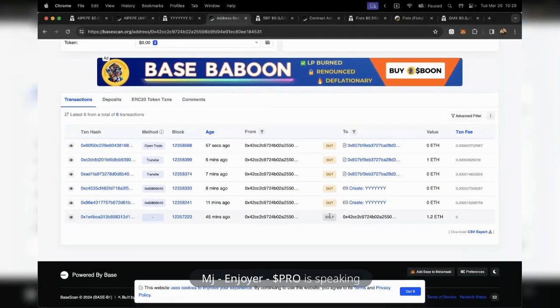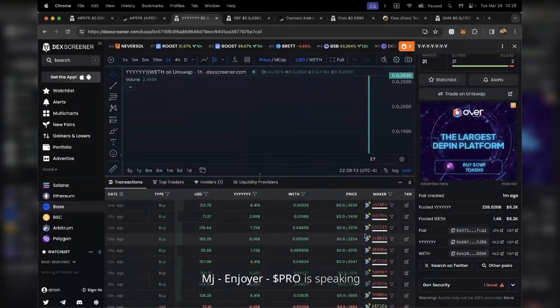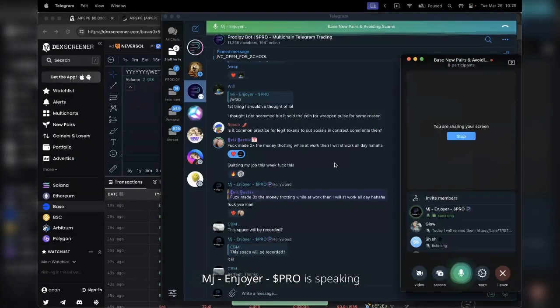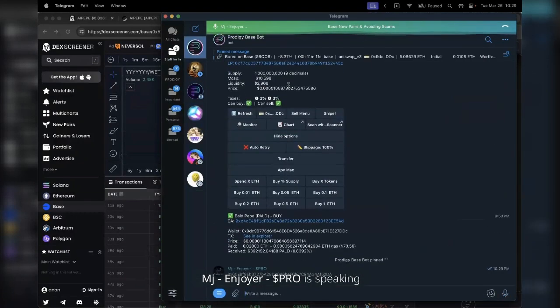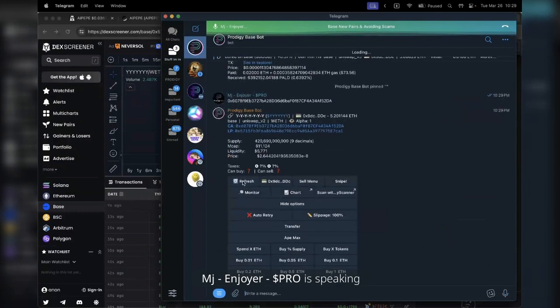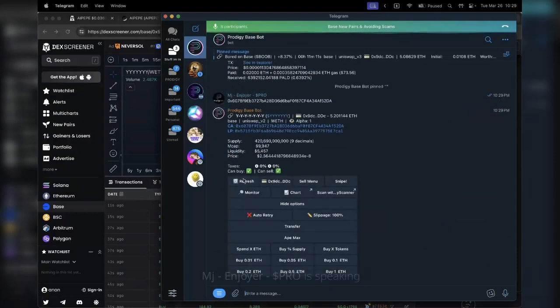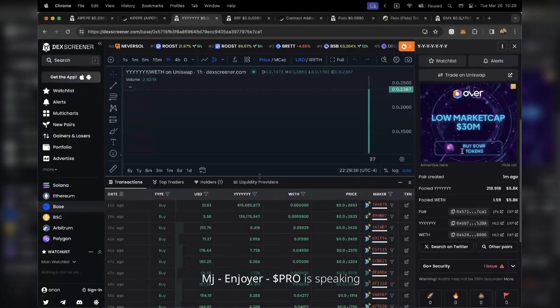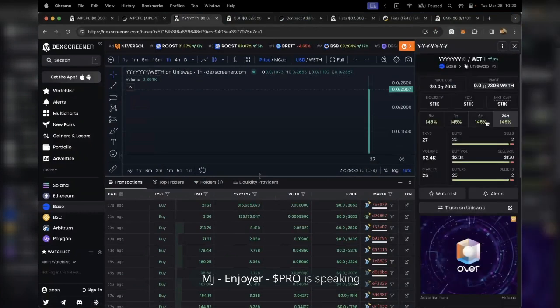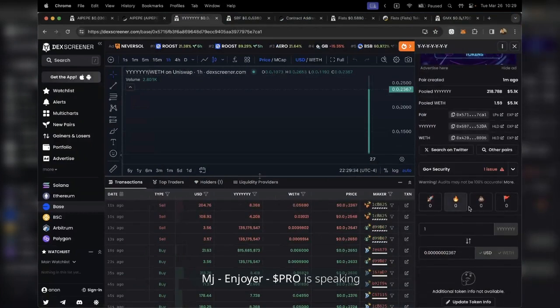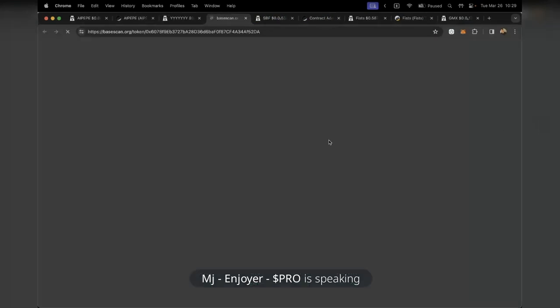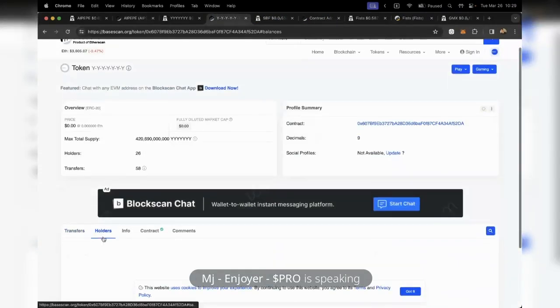But I am very hesitant to ape this after already getting scammed on one of these before. What we can do is throw it into the base bot here and see what the taxes are. 0.0. Okay. All right. Well, I'm still hesitant, even though, you know, it's going up. Still hesitant.